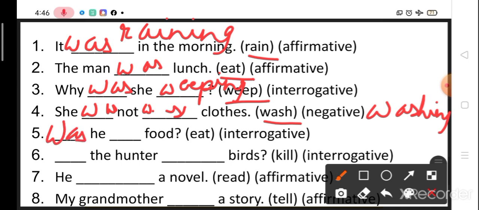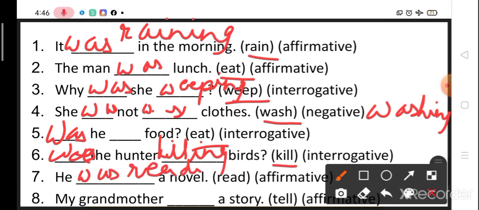Was he eating food? Was the hunter killing birds? He was reading a novel. My grandmother was telling a story.